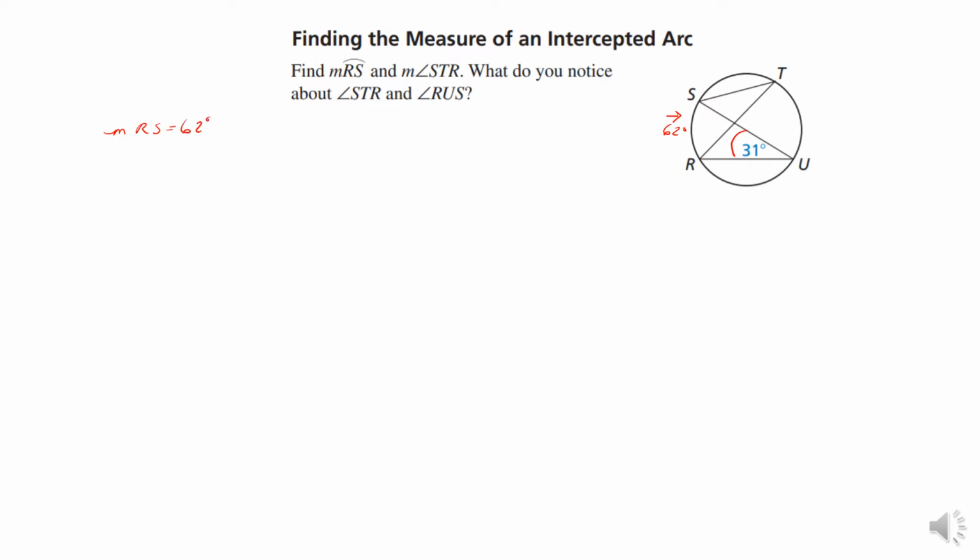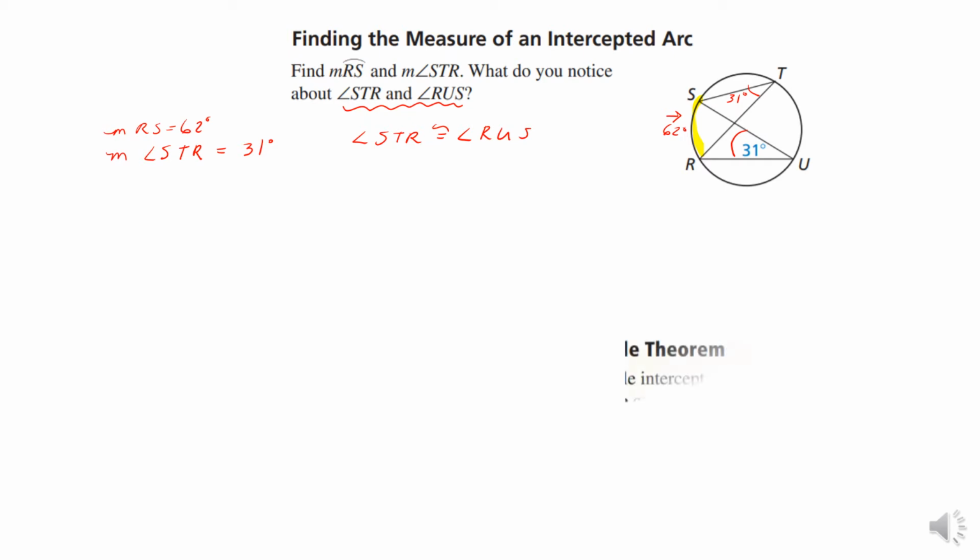Okay, so then they also want you to find the measure of angle STR. That's this one here. Well, notice that STR intercepts the same arc that angle SUR intercepted. So it would be the same angle measure, or it would be half of 62. So it is also 31 degrees. So the measure of angle STR is 31 degrees. So what do you notice about STR and RUS? They are congruent.